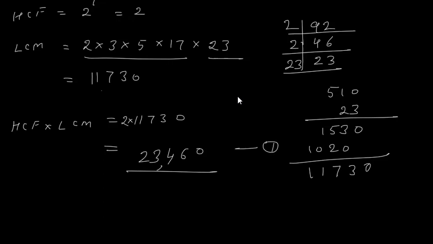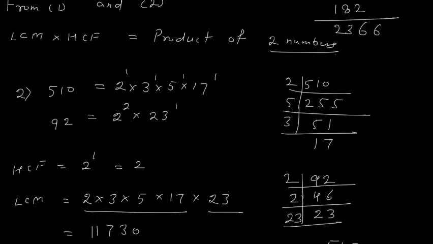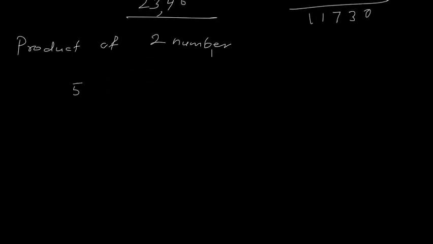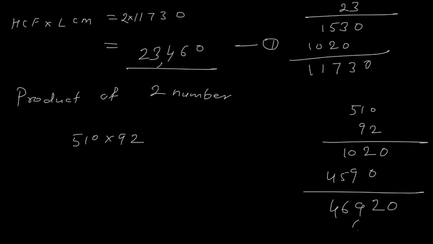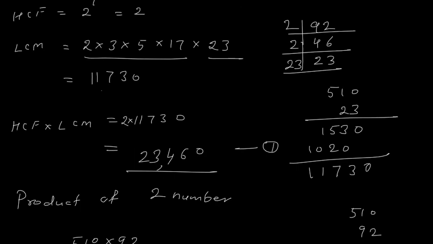And now the product of the two numbers. So the numbers are 510 and 92. So multiply this 510 by 92. So this is 0, 2 1s are 2, 2 5s are 10. Then this is 0, 9 1s are 9, and 9 5s are 45. So here it is 0, 2, 9, 6, and 4. 46,920. Acha, 46,920.